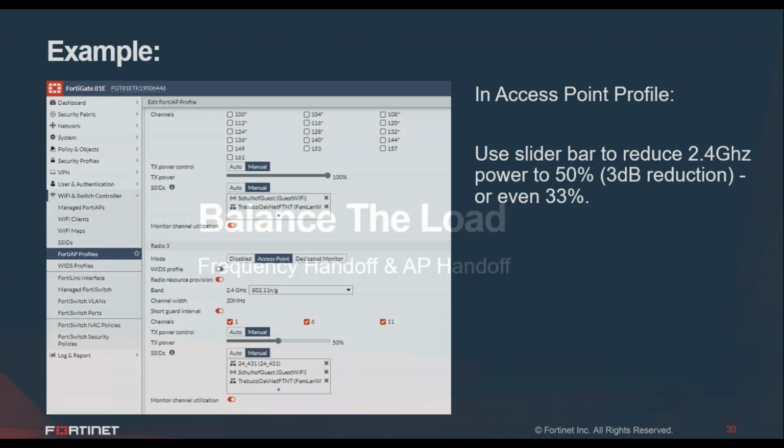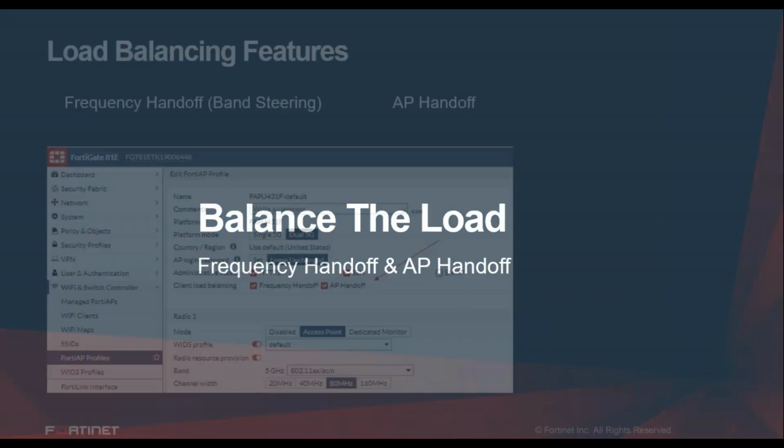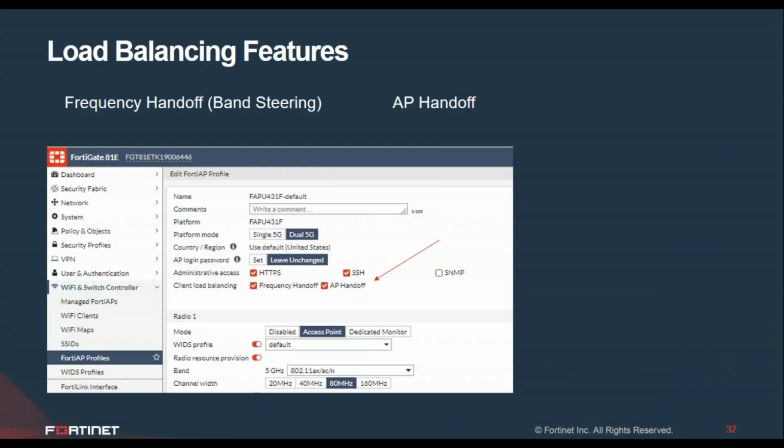Now that we've selected our access points and designed our AP placement, we've tuned our spectrum use and adjusted our power, what can we do to balance the load of wireless devices across our access points efficiently? The FortiGate wireless controller has two different load balancing features for this purpose. Those are frequency handoff and AP handoff. Frequency handoff we could also call band steering.